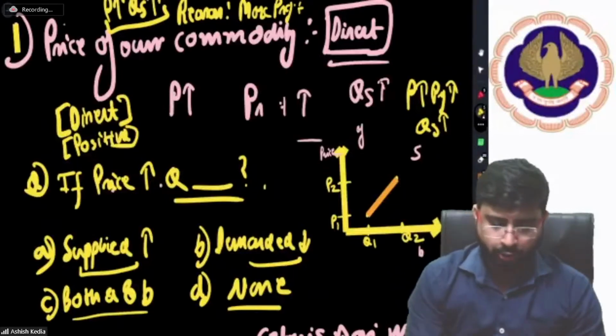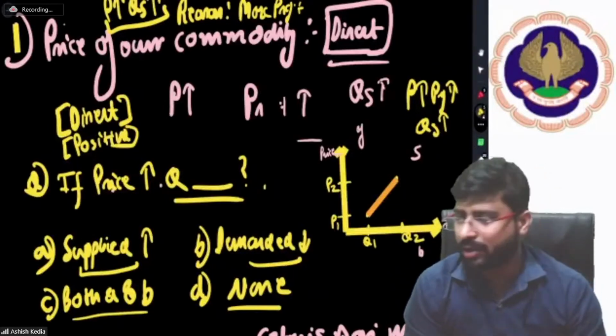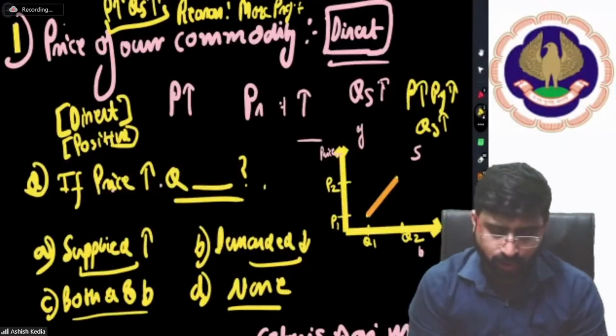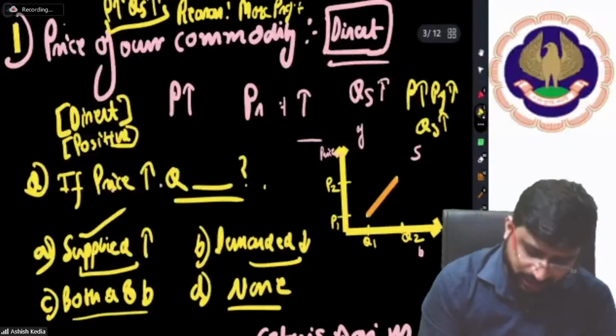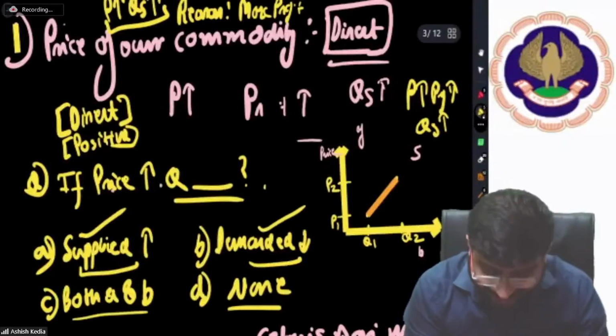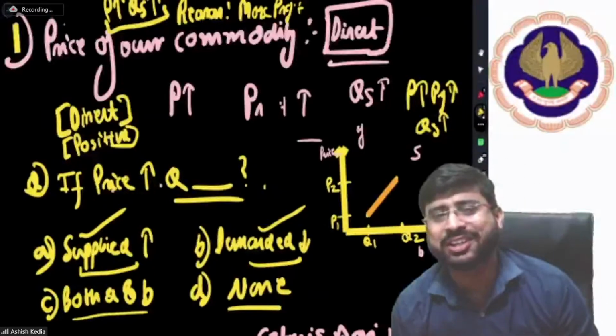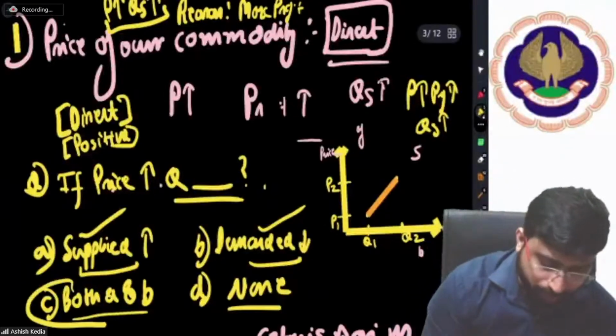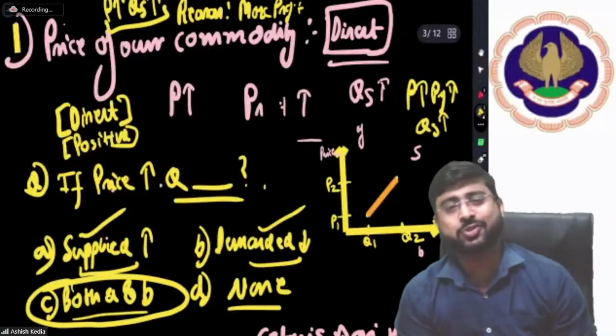So my dear friends, let me answer this for you all. Your answer will be C. Yes, supply will rise because price and quantity supplied are directly related. And yes, demand will fall. Price and quantity demanded are inversely related. So therefore, you must write both A and B, not just one of them.